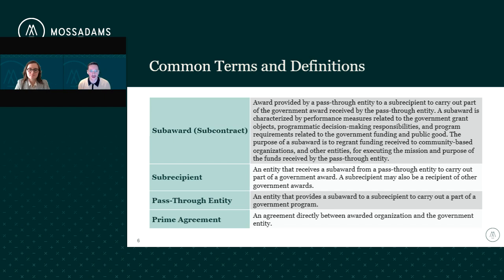Pass-through entity will be the organization that is given the initial funding to then re-grant out to subrecipients. This could be a state or local government. It could be a foundation that then re-grants out to community-based organizations. Pass-through entity can take a lot of shapes. A prime agreement. So your prime agreement is the contract between the awarded organization and the governmental entity. So the original contract that the pass-through entity, if there is one, would receive.